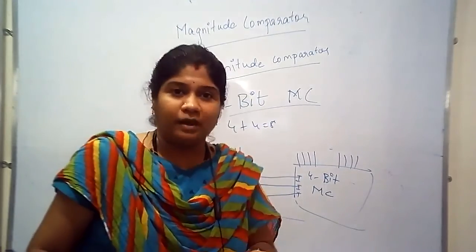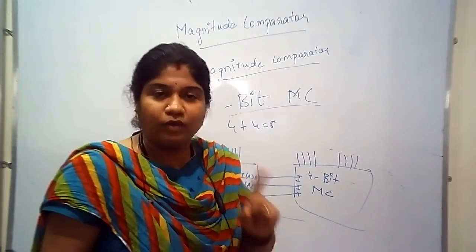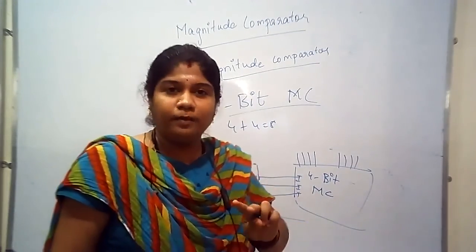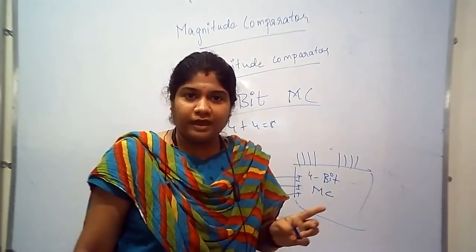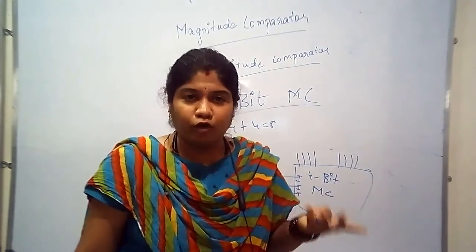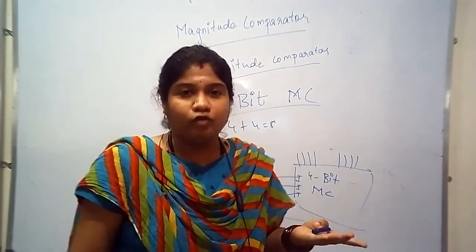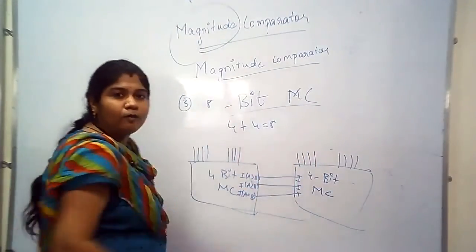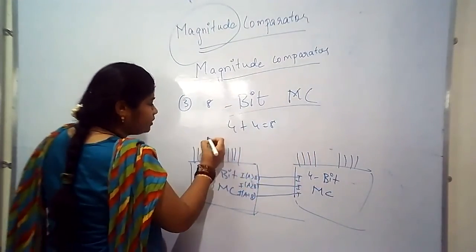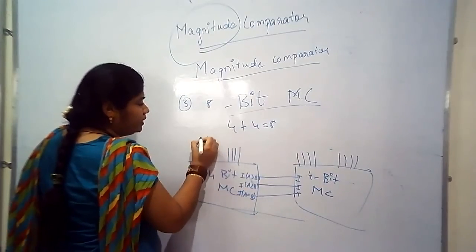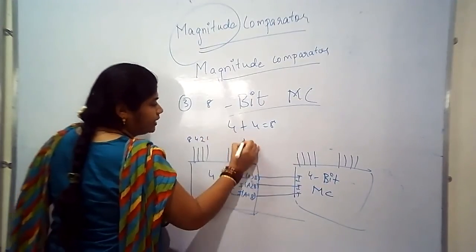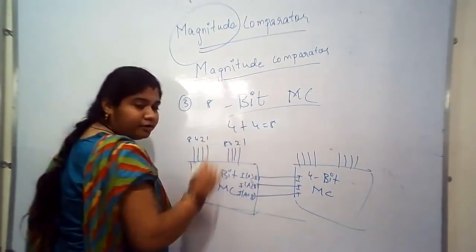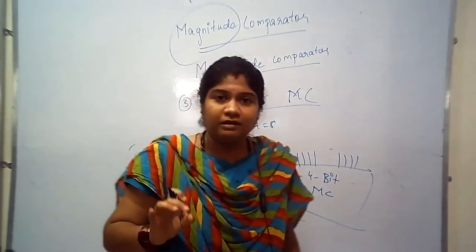Just remember: the 1-bit magnitude comparator consists of 1 bit of A and 1 bit of B, the 2-bit one consists of 2 bits of A and 2 bits of B, and the last, the 4-bit one, consists of 4 bits of A and 4 bits of B. But remember one thing: what is the meaning of the word magnitude? Magnitude is nothing but the value, the numbers of the values.